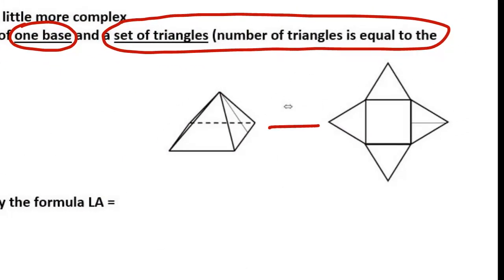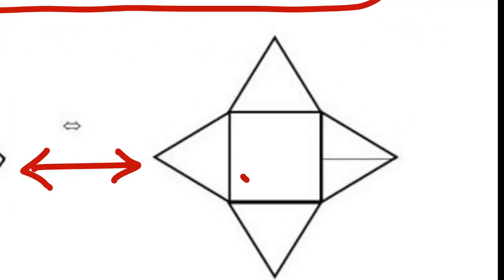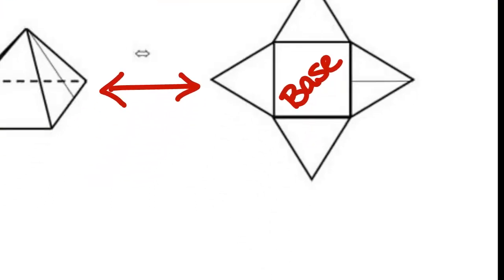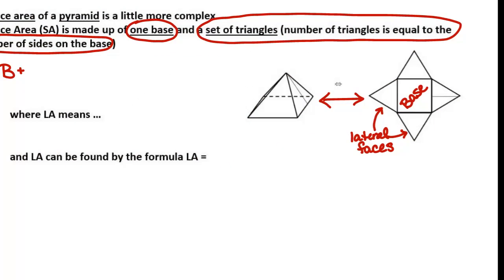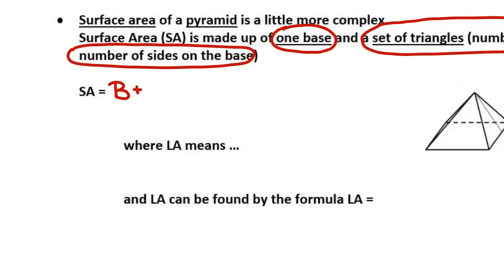So I want you to look at these 2 figures here. One of them is a built pyramid, and the other one is like if I were able to peel the sides down and lay it out flat. So here's my base. Because this particular base has 4 sides, I have 4 little triangles here. These are my lateral faces. I need to get the area of all of those lateral faces.